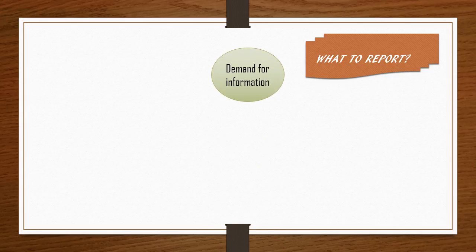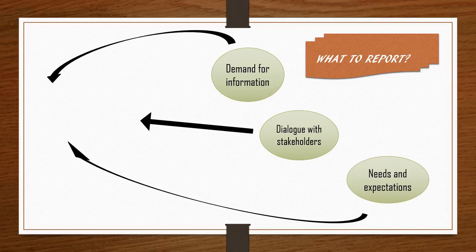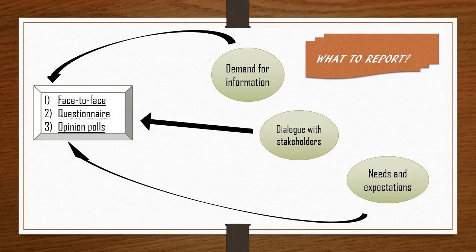The company must establish that there is a demand for information and identify the information through dialogue with stakeholders and negotiate a consensus among competing stakeholder needs and expectations. The company needs to use various channels of communication such as face-to-face meetings, questionnaires, or opinion polls in order to engage with the stakeholders. The last stage is how to report.